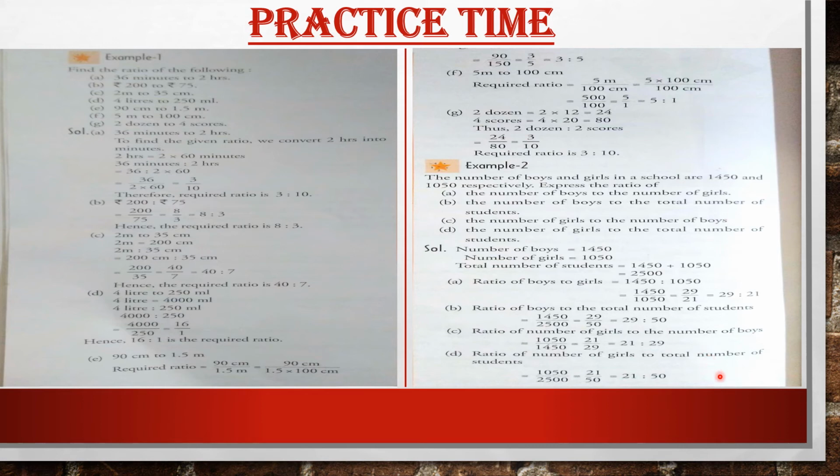Question D. Ratio of number of girls to the total number of students, which is equal to 1050 divided by 2500. 0 gets cancelled. We get 105 by 250. Find the simplest form of 105 by 250. HCF of 105 and 250 is 5. So divide both numerator and denominator by 5, as 105 divided by 5 over 250 divided by 5, which gives 21 by 50. Hence the ratio of the number of girls to the total number of students is 21 is to 50.